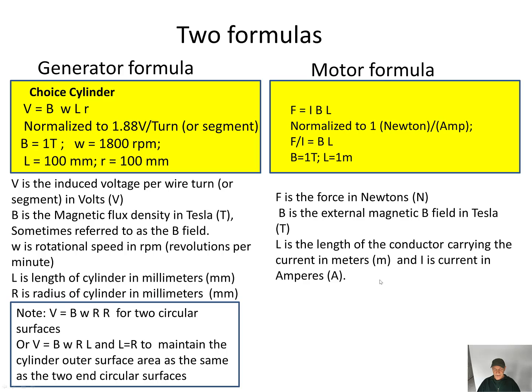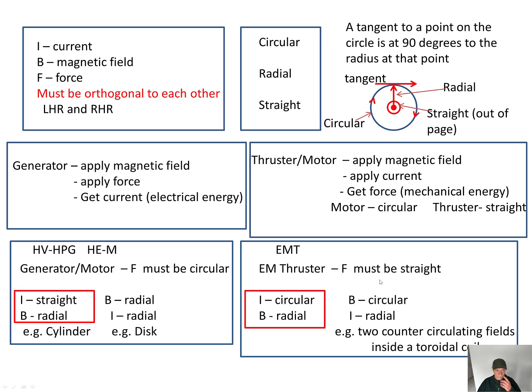Okay, so basically the current, the magnetic field, and the force must be orthogonal to each other. So we use the left hand rule for motors and the right hand rule for generators. The way the three of them are orthogonal is one has to be circular, the other one has to be radial, and the third one has to be straight.